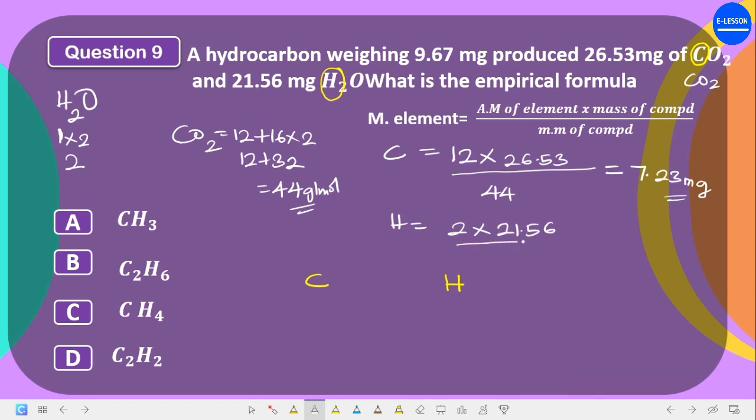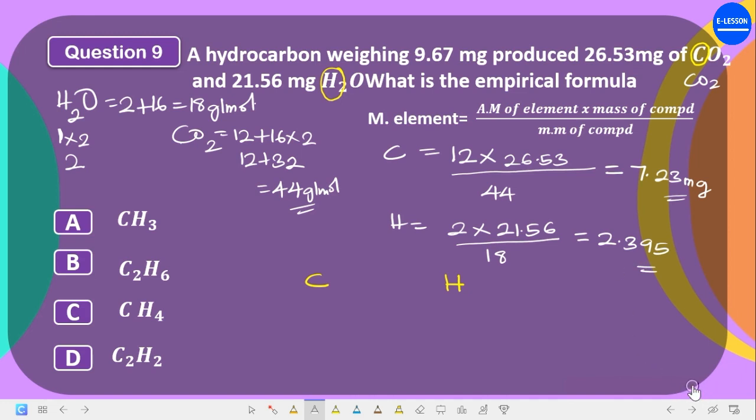21.56 divided by the molecular mass of water. Molecular mass of water is 1 times 2 of hydrogen, 2, plus 16 of oxygen, which will give us 18 gram per mole. And when you press this in your calculator, 2 times 21.56 divided by 18 gave us 2.395. Now, have we gotten 2.395?